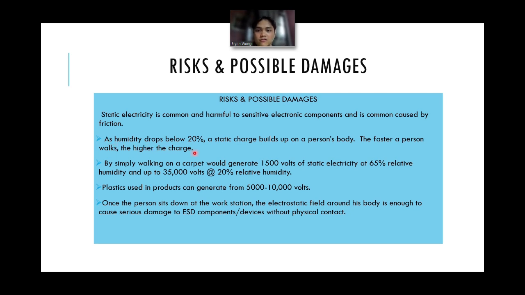Next, as humidity drops below 20%, a static charge builds up on a person's body. The faster a person walks, the higher the charge lah. By simply walking on a carpet, we generate 1500 volts of static electricity at 65% relative humidity and up to 35,000 volts at 20% relative humidity. So basically, you generate more static as humidity drops.